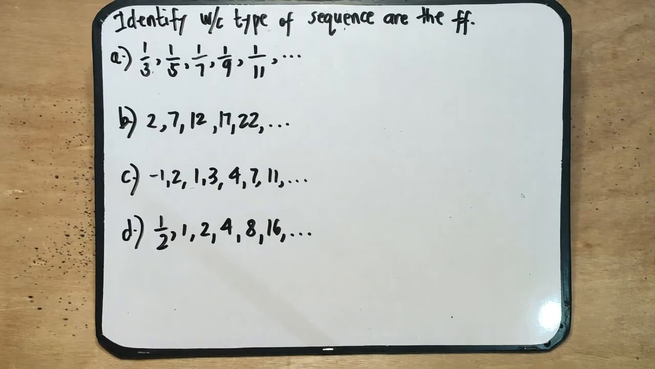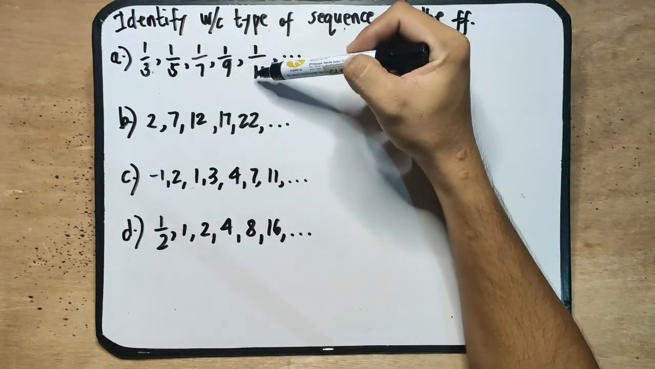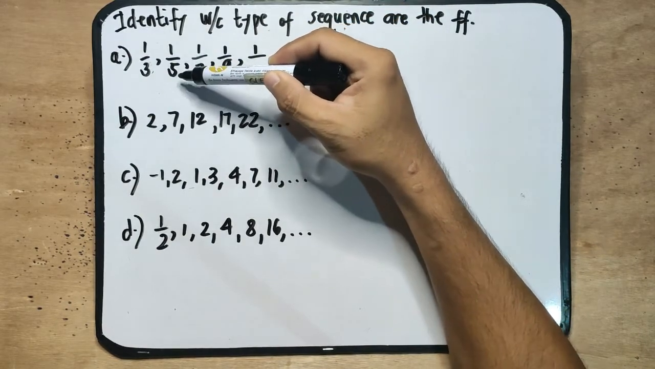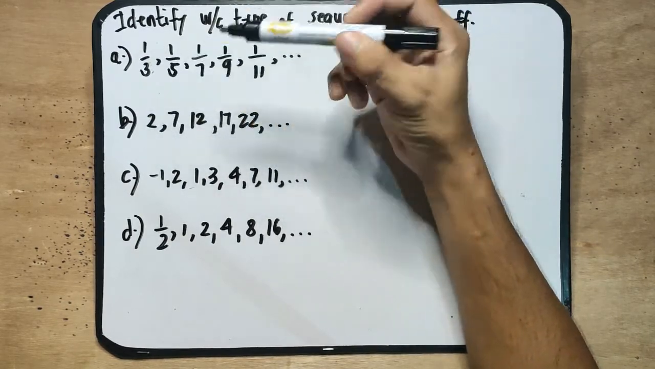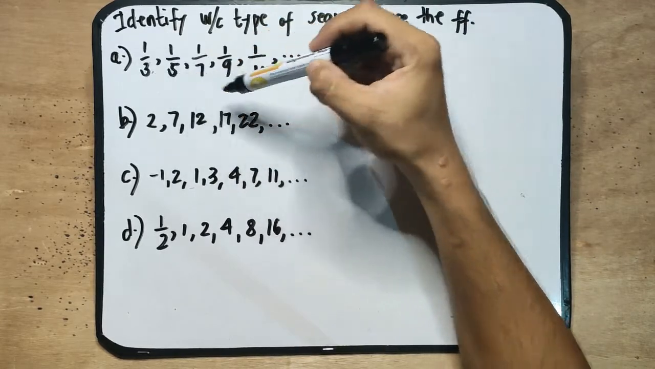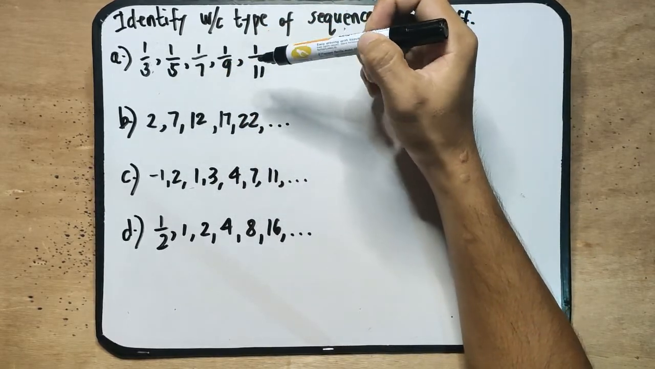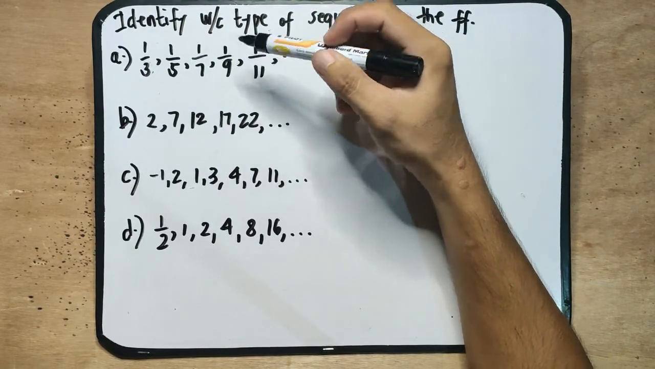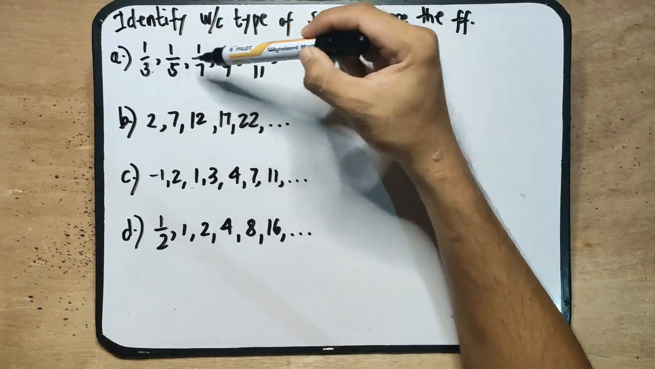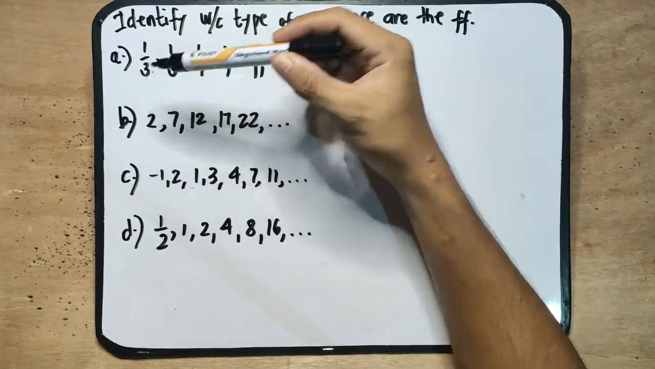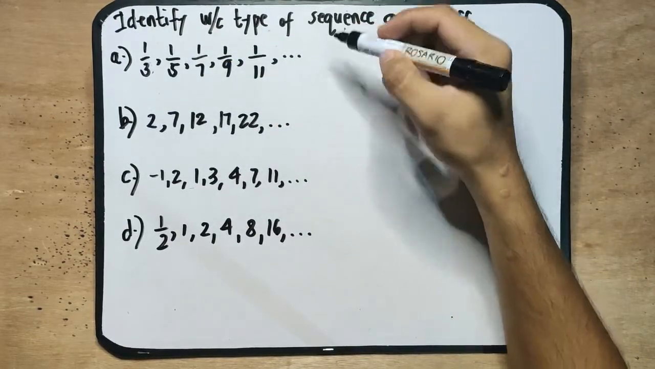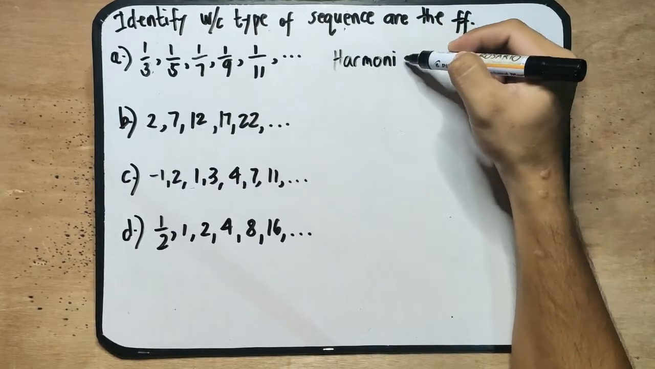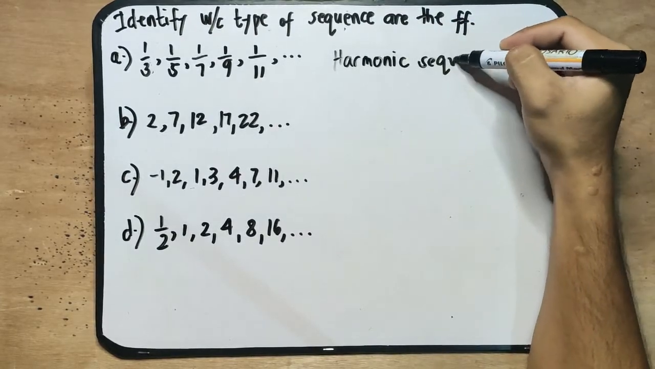So let's try to identify. We have 11 minus 9 is 2, 9 minus 7 is 2, 7 minus 5 is 2, and 5 minus 3 is 2. Since yung denominators niya ay mayroong common difference which is 2, definite, 1 yung numerators nila, reciprocals ito ng isang arithmetic sequence. So therefore, this is a harmonic sequence.